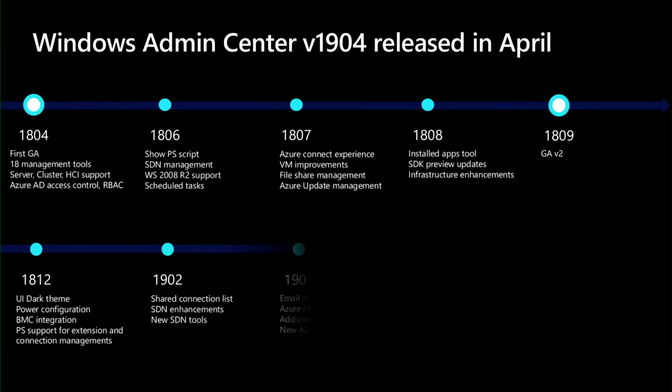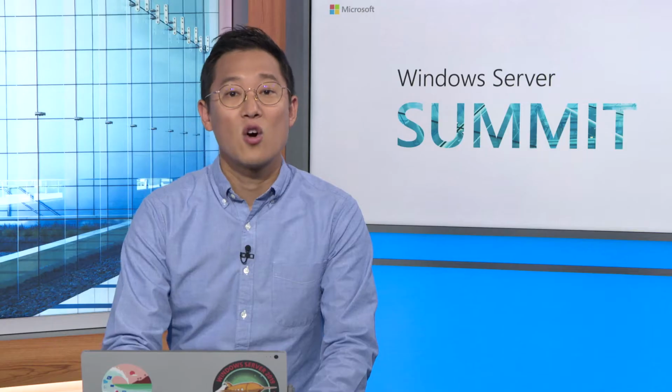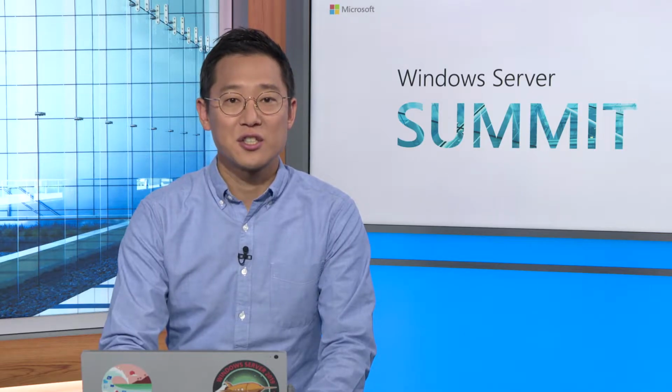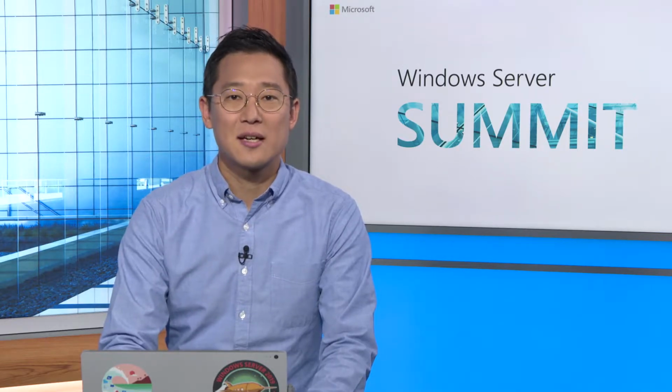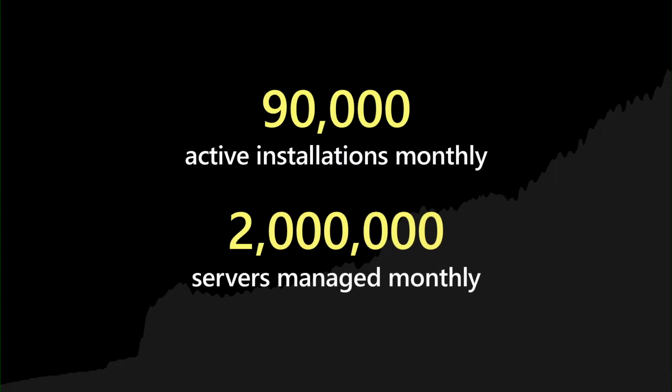And since then, we've released versions 1812, 1902, and 1903 as preview releases to Insiders, and just released our third GA release, version 1904, last month. Over the past year, as we released 3 GA versions of Windows Admin Center, customer adoption has been phenomenal. Every month, we have more than 90,000 installations of Windows Admin Center that are actively being used. And on those 90,000 installations, more than 2 million servers have been added for management. These numbers show that Windows Admin Center is the fastest growing server management tool in Windows Server history, and we thank all of you, our users, for this.